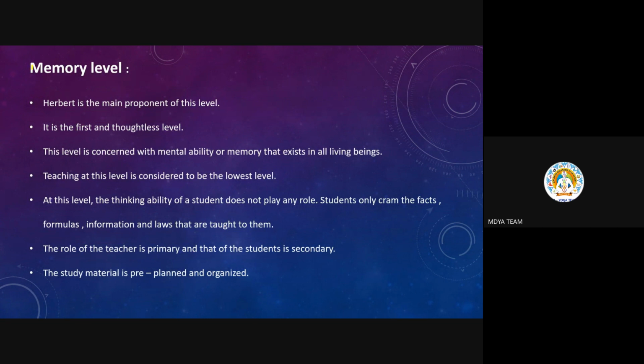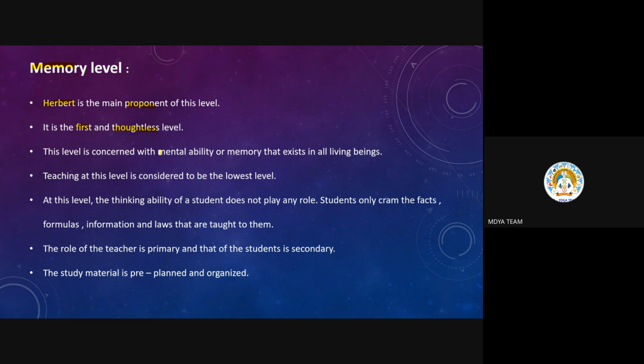Memory level, okay? Herbert is the main proponent of this level. Who proposed this memory level? Herbert. It is the first and the thoughtless level. Why is this thoughtless? Because the learner is not concerned with outcomes, the application, the credibility of the knowledge, anything. Okay, just what they are being taught, they just learn that thing. Okay, the first and thoughtless level.